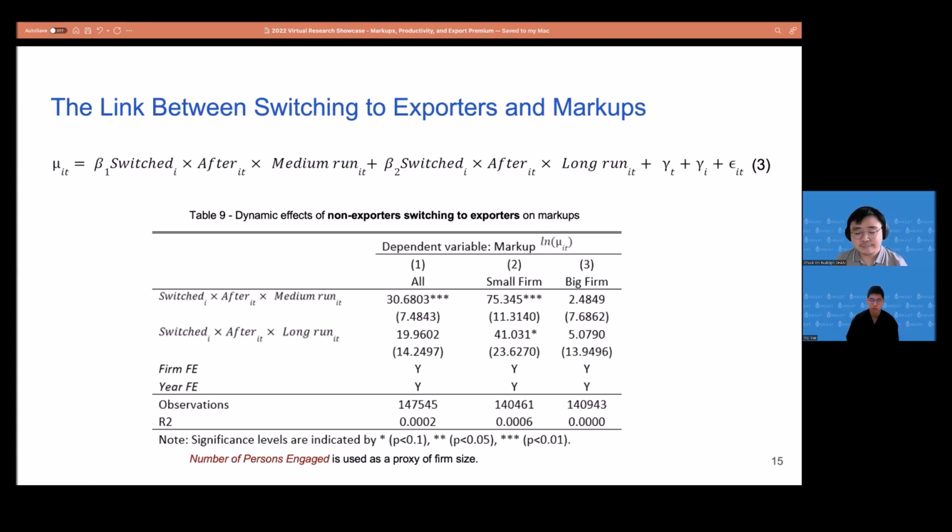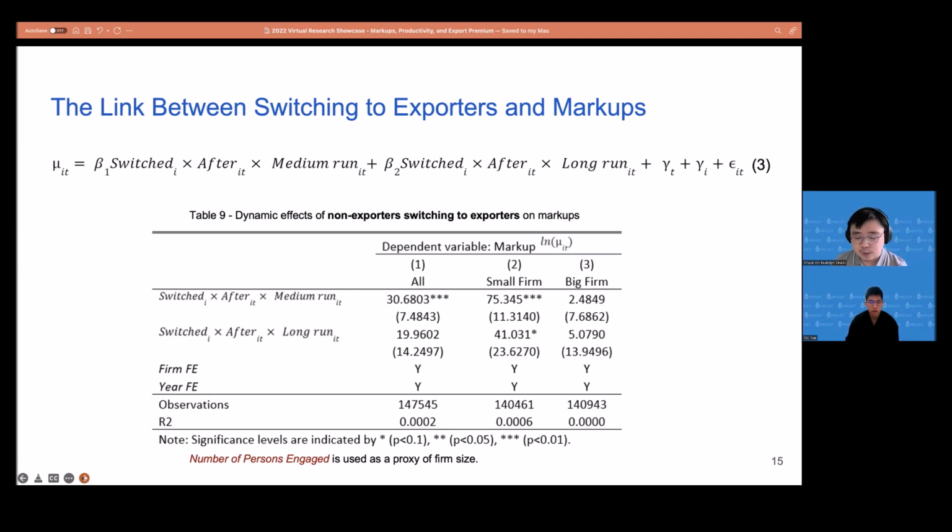And here, in equation 3, we interact switch_i times after_it with a medium run term and a long run term respectively. The default group here is the short run group, and the short run refers to the first 2 years after the firm switched from non-exporter to exporter. Medium run refers to the 3rd and 4th year, and the long run refers to the 5th and 6th year. So in this table, in column 1, we could see that overall, the manufacturing firms that switched from non-exporter to exporters could charge higher markups in the medium run than in the short run.